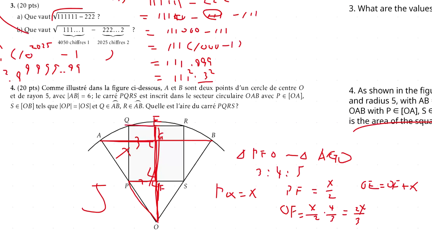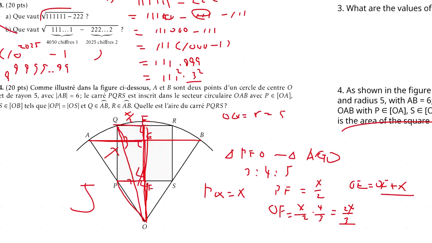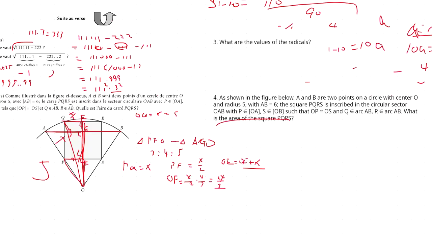We just connect O and Q, so we get a right triangle as well. There we can use the Pythagorean theorem, because we know OQ is the radius, which is 5. So we get an equation: OQ squared equals QF squared plus FO squared. All the side lengths are represented with X. What we are looking for is the area of the square, so we need only find what X squared is. That's now very straightforward.